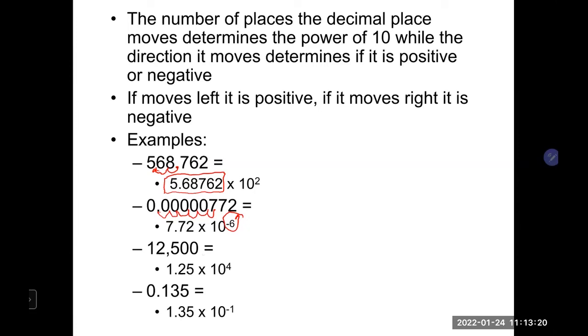We have here again, not written, but we assume the decimal point is there. So we would go 1, 2, 3, 4 places to the left to get a number that is between 1 and 10, which would be 1.25 times 10 to the 4. Again, large number, positive exponent. And lastly here, just one place to the right gives us 1.35 times 10 to the minus 1.